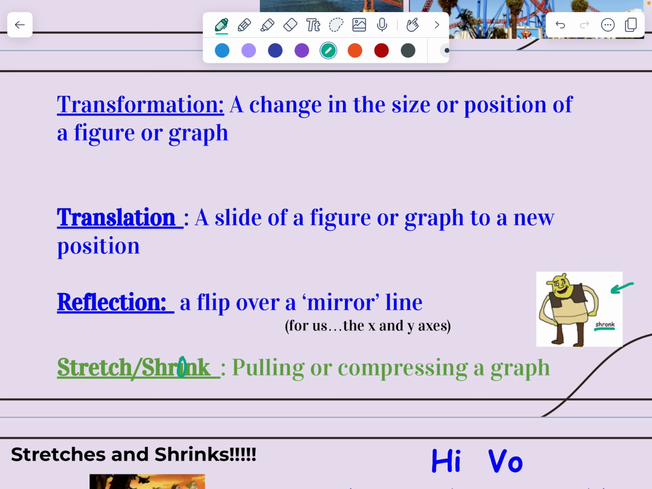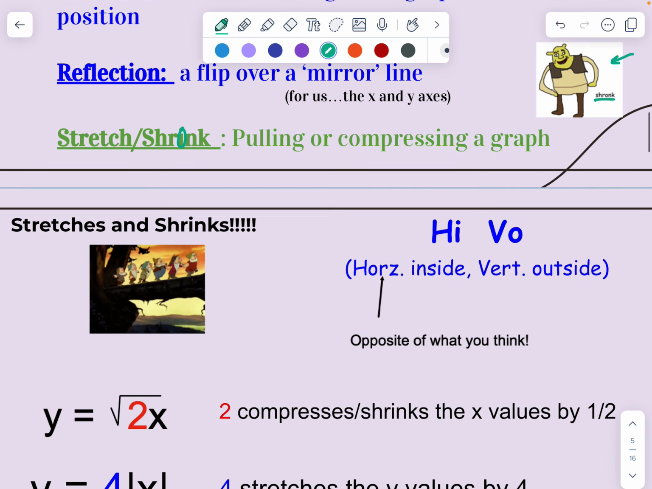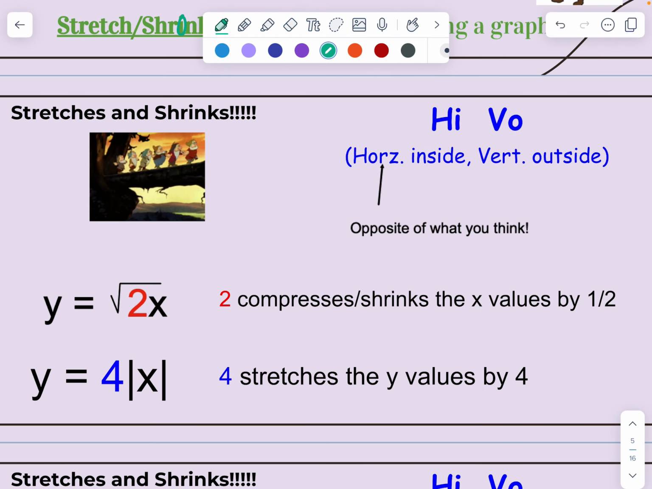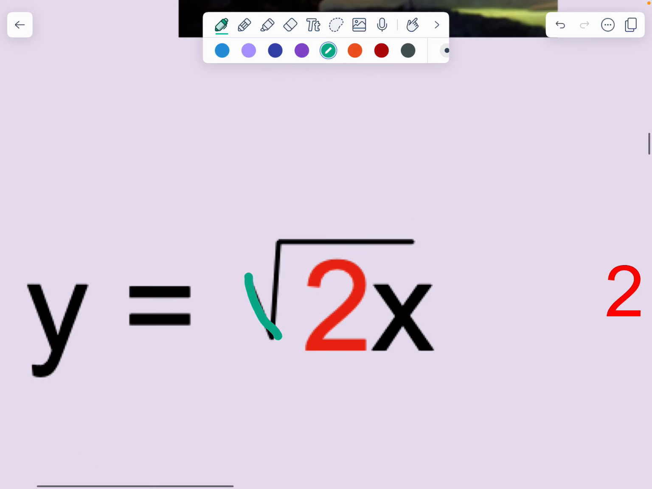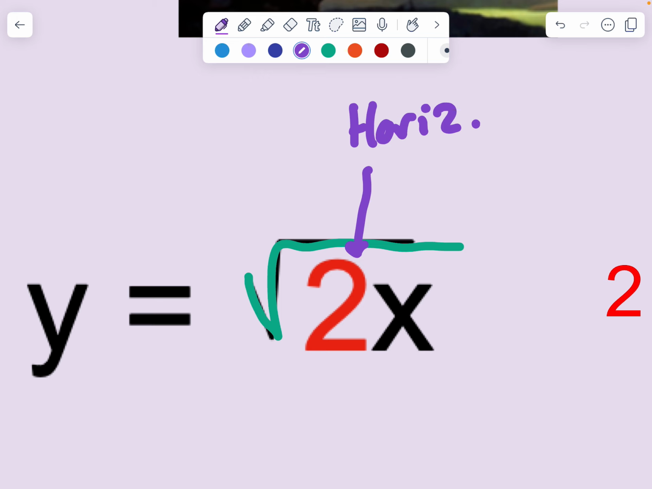So there you go. A stretch and a shrink is pulling or compressing a graph, making it steeper, making it more extreme, or kind of the opposite, making it less extreme. Our rules stay the exact same. Horizontal happens on the inside, and it's opposite of what you'd think. So if I'm looking at this guy, because it is within our square root function, I know that this 2 is horizontal. To me, it looks like it should be stretching it by a factor of 2. This is actually a shrink of 1/2.